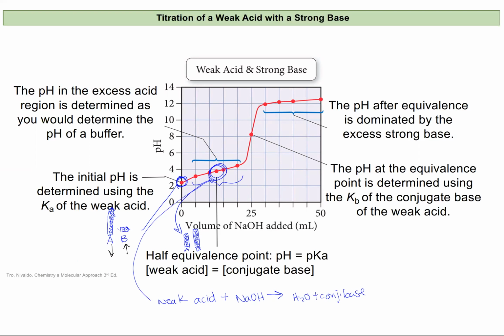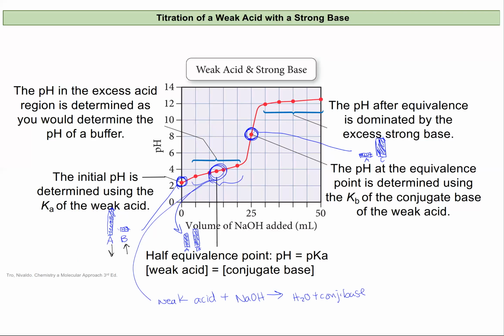Now, once we hit the equivalence point, that means we've added enough of our sodium hydroxide to convert all of our weak acid into our base, or conjugate base. However, because this is a weak acid and it's forming the conjugate base of a weak acid, some of it will still be in equilibrium with the acid. So even at the equivalence point, there'll be some of the weak acid and the conjugate base in equilibrium with one another. And we'll see that at the equivalence point.